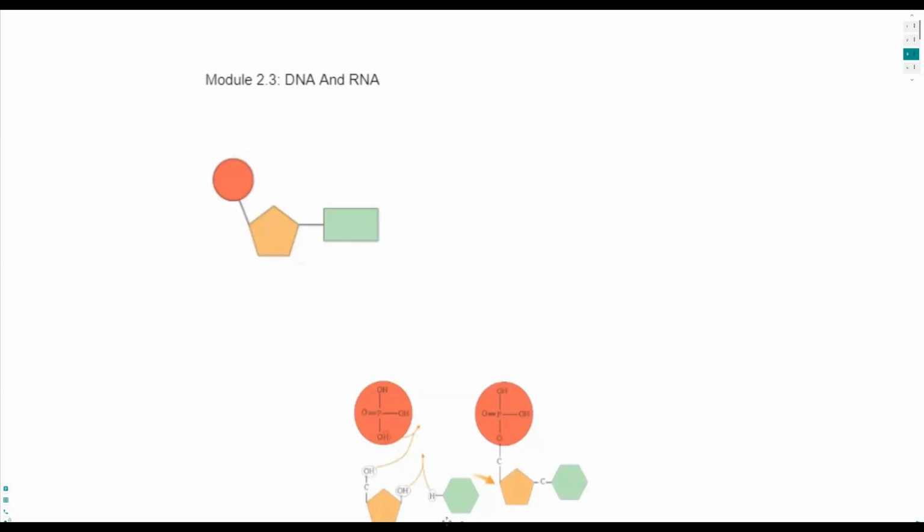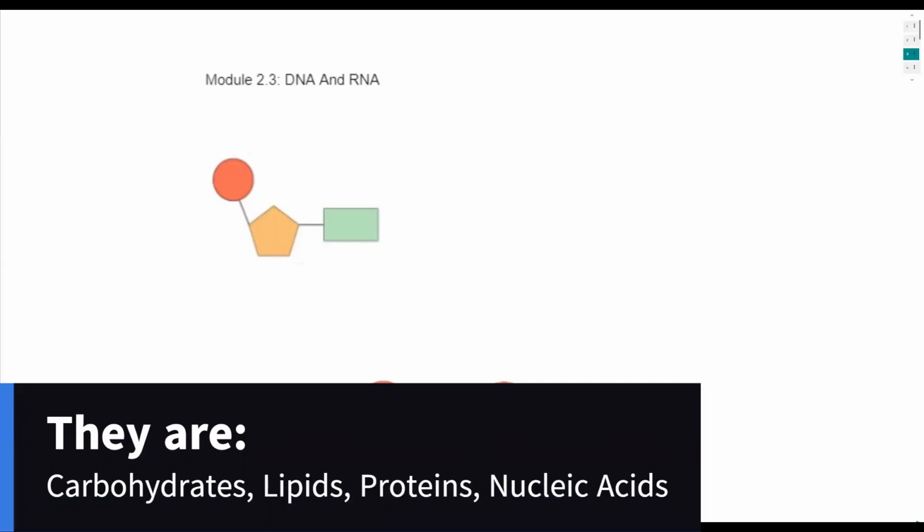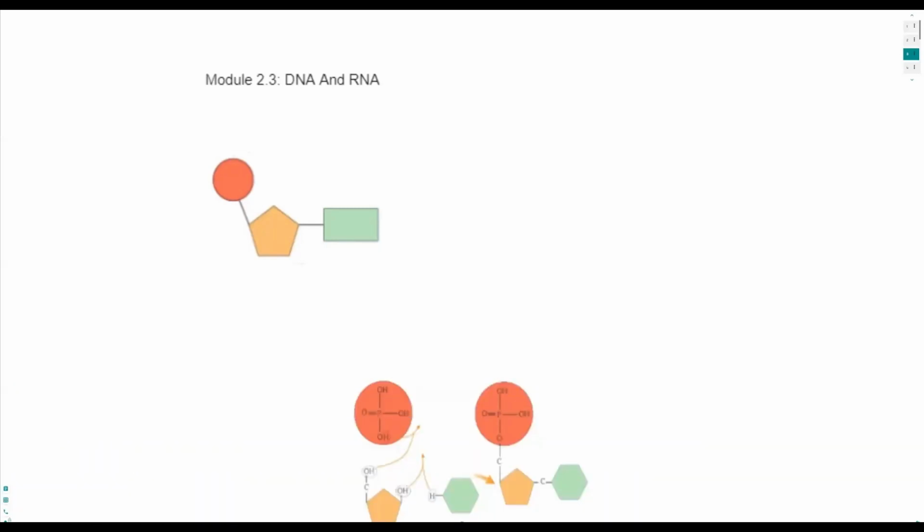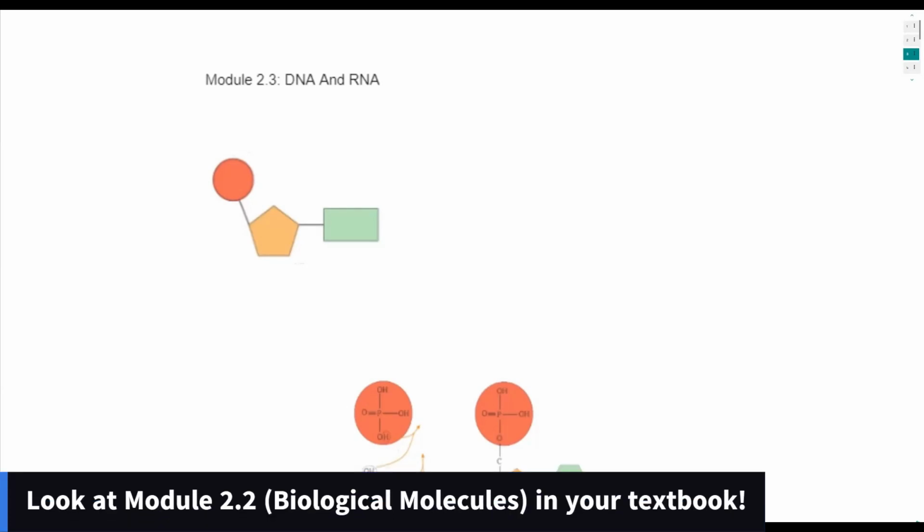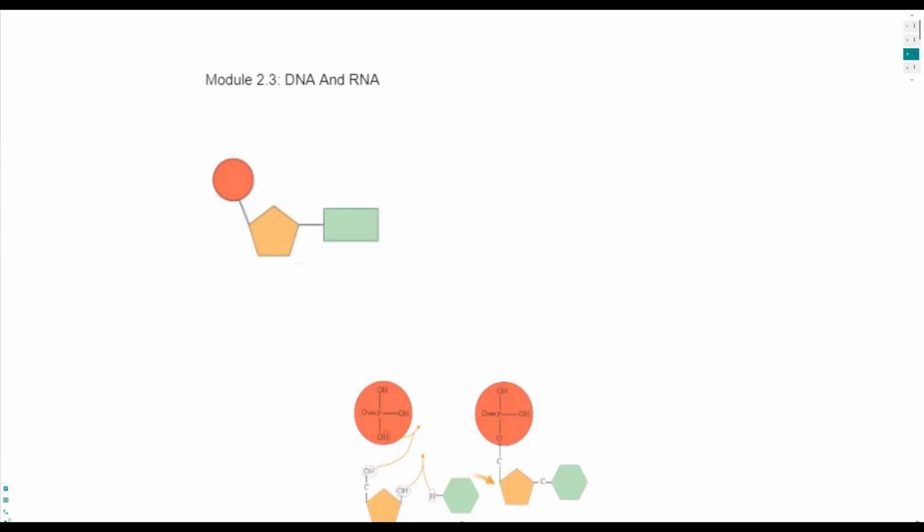So we all know that there are four types of biomolecules: carbohydrates, lipids, proteins, and nucleic acids. Carbohydrates, lipids, and proteins we covered in the last module, which is biomolecules. In this module, we're going to be looking specifically at DNA, RNA, how DNA replicates, and protein synthesis.